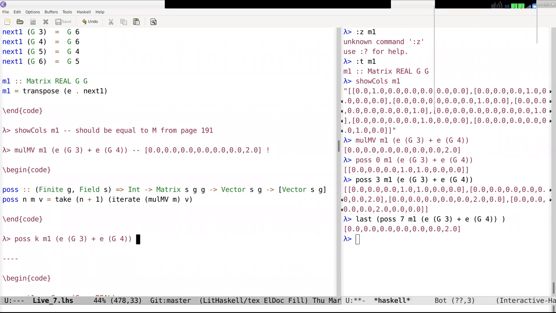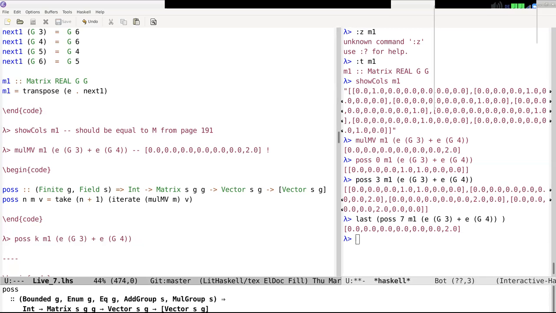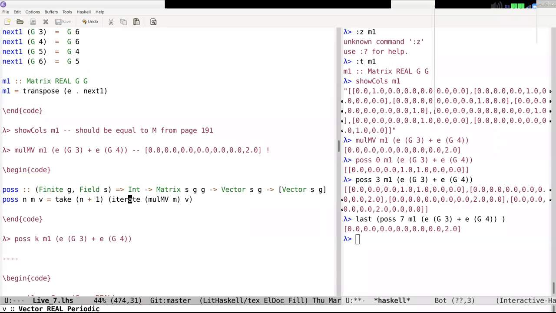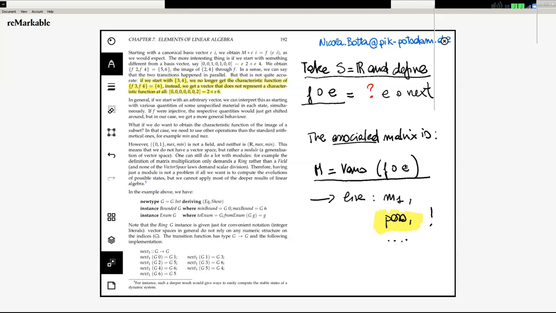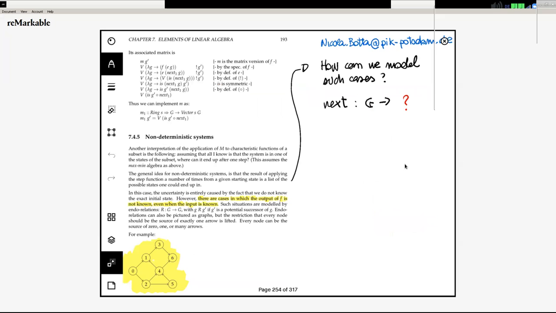Notice that this function here, that we do not have so much time to discuss, is very simple. We are just iterating this matrix vector multiplication, starting from a vector V, and then we are taking the first n plus one iterates. So this function is very generic, and it is going to be useful to iterate many kinds of matrices and many kinds of dynamical systems. So back to the lecture and the move to non-deterministic systems.